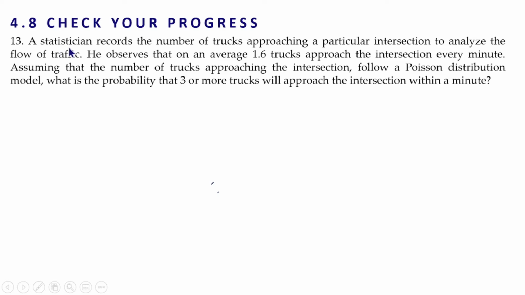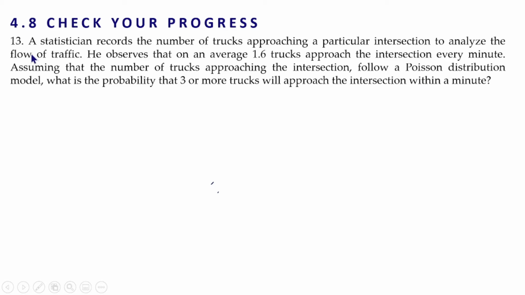A statistician records the number of trucks approaching a particular intersection to analyze the flow of traffic. He observes that on an average 1.6 trucks approach the intersection every minute. Assuming that the number of trucks approaching the intersection follows a Poisson distribution model, what is the probability that 3 or more trucks will approach the intersection within a minute?